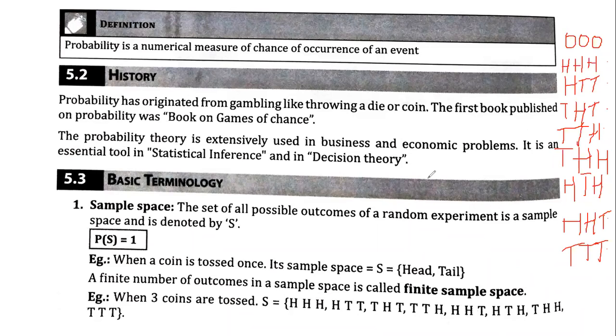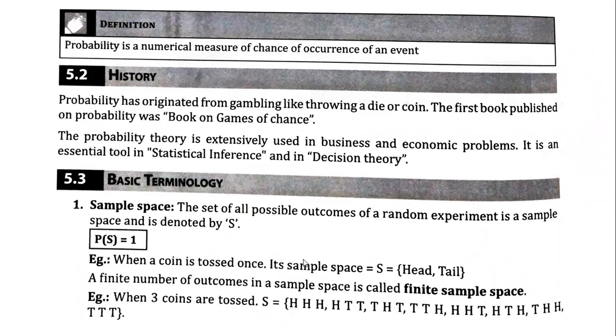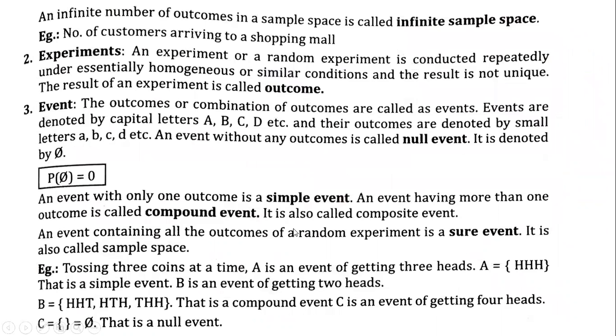When I've tossed 3 coins together, I've got all these possibilities. So this is known as a finite sample space, because I can count there are 8 possibilities here. So it is called a finite sample space. Now, did you all understand this part? Did you all understand the first terminology?